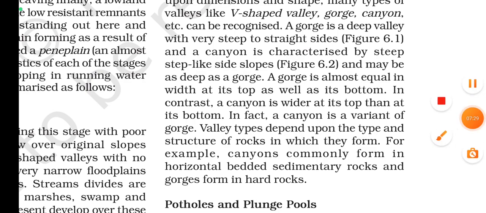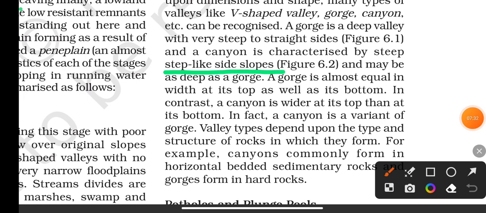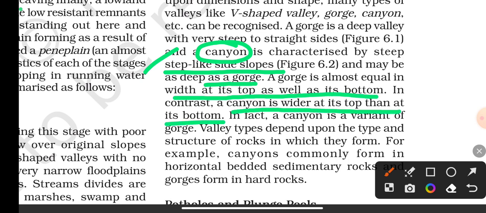So it is step-like. Where do step-like side slopes occur? In a canyon, step-like side slopes occur, and it may be as deep as a gorge. A gorge is almost equal in width at its top as well as its bottom. In contrast, a canyon is wider at its top than at its bottom. So this difference, this new information about step-like side slopes, the difference between gorges and canyons, is quite important. The sides of a gorge are very steep to straight. In fact, a canyon is a variant of gorge.